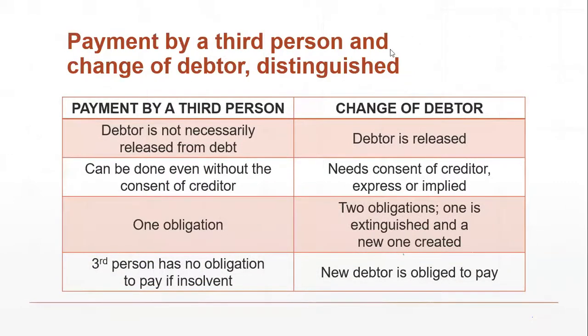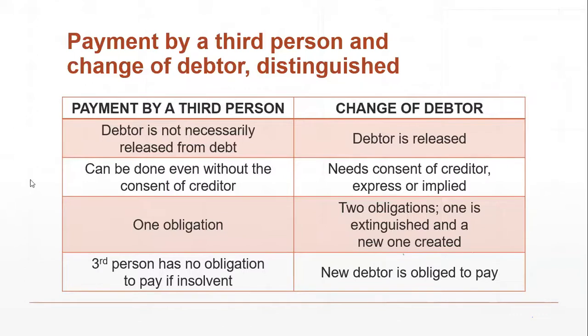Now, we must distinguish between these two: payment by a third person, yung example ko kanina, and yung change of debtor. In payment by a third person, the debtor is not necessarily released from the debt. Kasi di ba, payment by a third person without the knowledge of the debtor obliges the debtor to reimburse the third person. Naalala nyo pa kanina, di ba? To such an extent that the debtor was benefited by that payment. When it comes to change of debtor, whether expromission or delegation, as a general rule, the debtor is released from the obligation. In payment by a third person, it can be done even without the consent of the creditor.